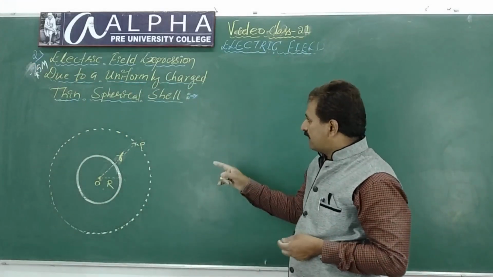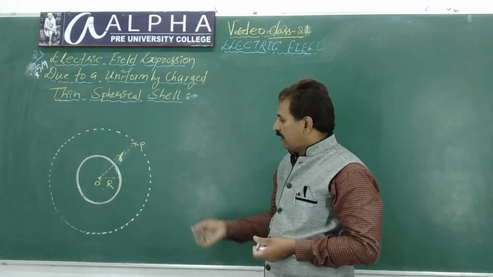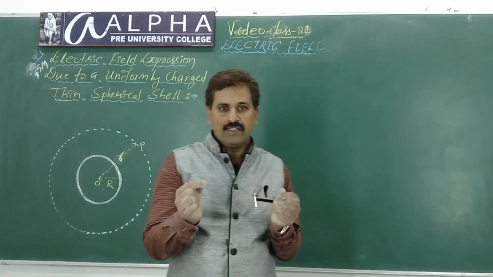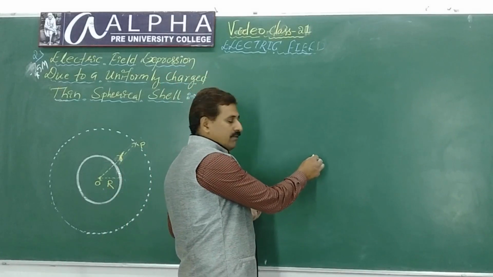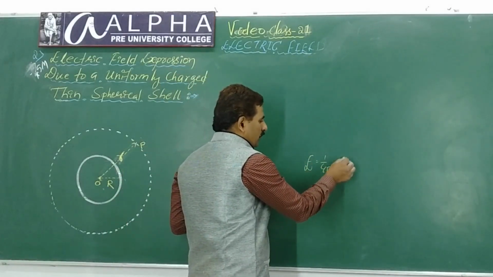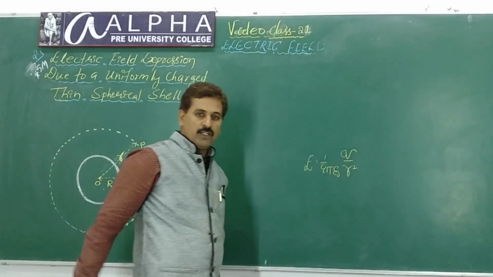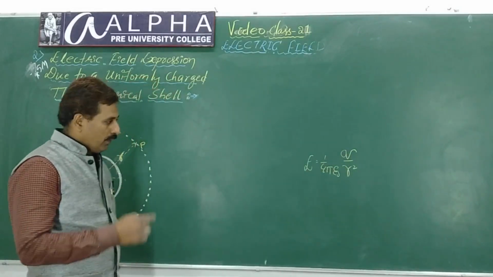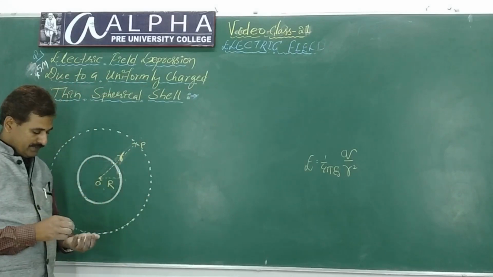Now we will discuss how to derive an expression for spherical charge distribution. We will write the expression, students. That expression will be very similar to the electric field due to a point charge. What is that? E equals 1 over 4 pi epsilon 0 times charge q divided by r squared. Same expression. I am going to derive it, thus concluding the point charge equivalent to the charge distribution on the surface.